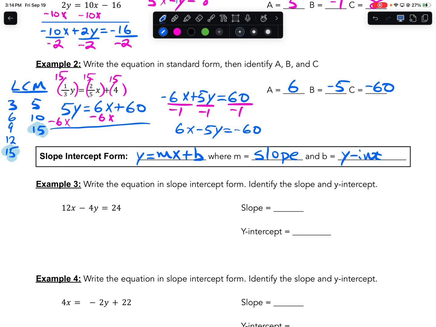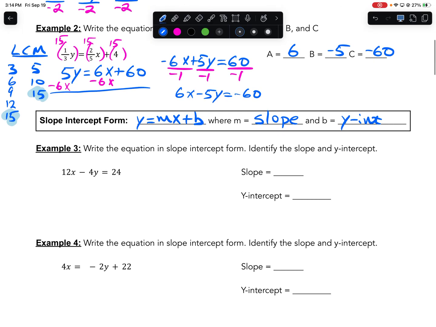And when we graph a line in slope-intercept form, we start at the y-intercept and then count out the slope from there. So this next one, example 3, we have to make this look like y equals mx plus b. What's the first step, Kate? We want to get the y by itself. So you subtract 12x. So we get negative 4y equals negative 12x plus 24.